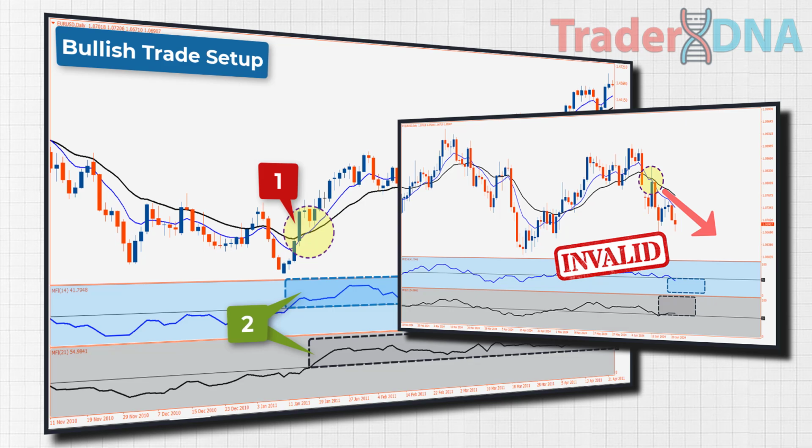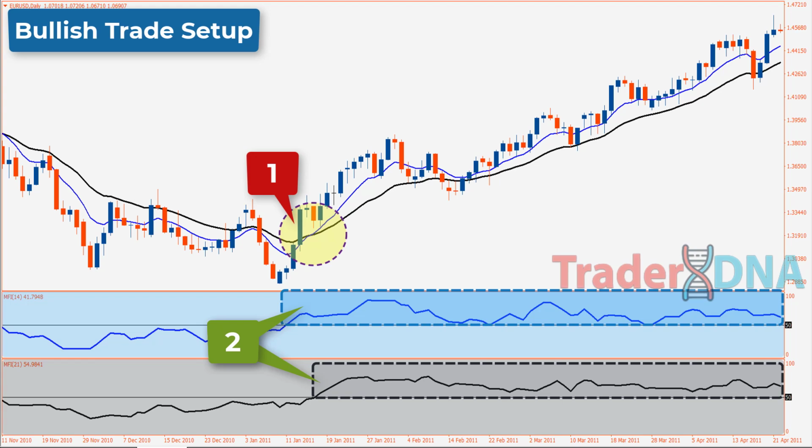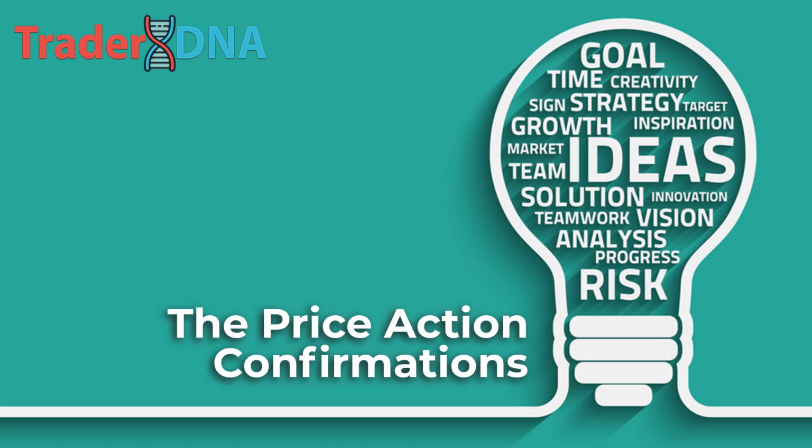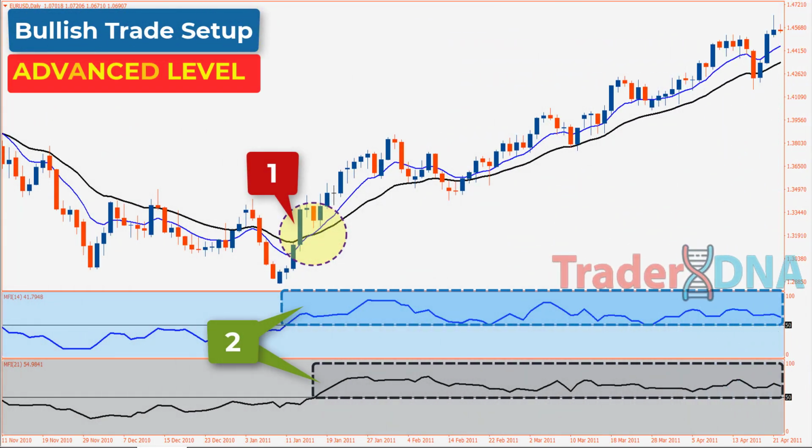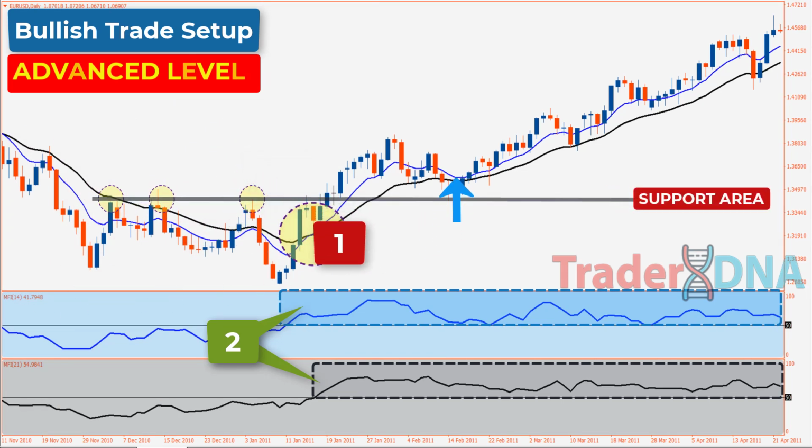Let's move on to the next step, which is analyzing price action patterns. So, here are the price action confirmations that strengthen the likelihood of our trade position being successful. First, the price shows a bounce upwards after reaching a support area. This is the first sign that the trend is continuing its bullish direction.